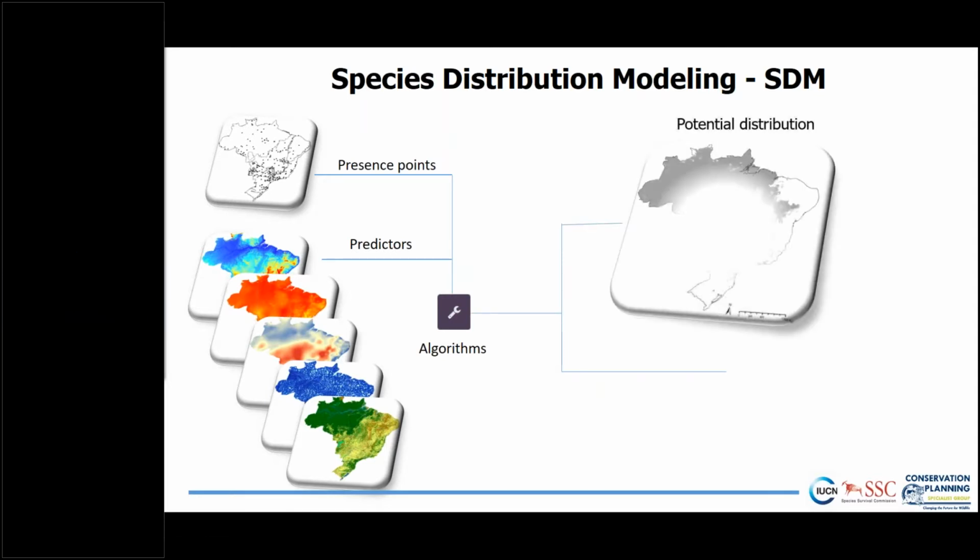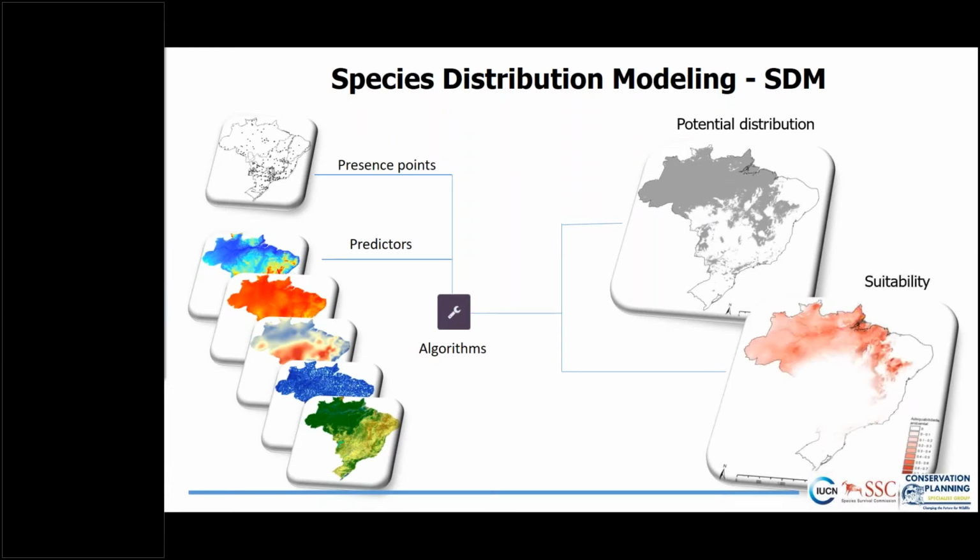So it is possible by modeling to have these two products at least. So the first map is a binary map called the potential distribution.